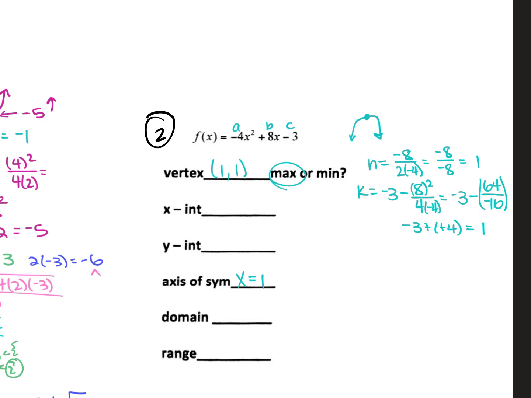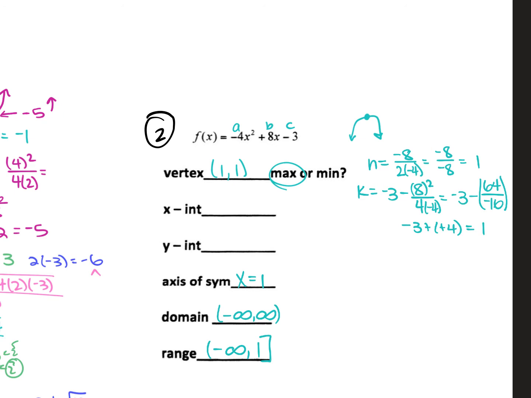You want to do your range now too, since you have your y value. So it's just 1 and then, well, is it opening up or down? Down, so it's going to -infinity. So start with the -infinity, and then it goes up to 1 and include that 1. So from -infinity to 1 with a bracket on that 1. Automatically, what's your domain? -infinity to +infinity. It's a parabola, so it's going to be automatic, all real numbers for your domain.